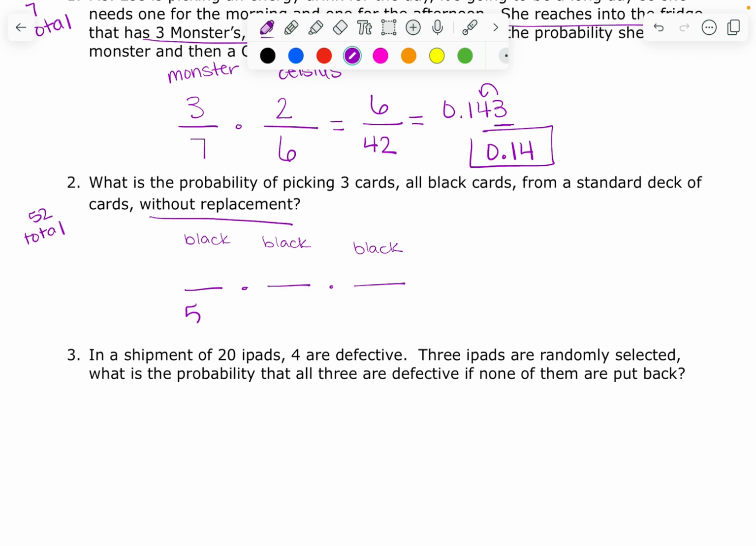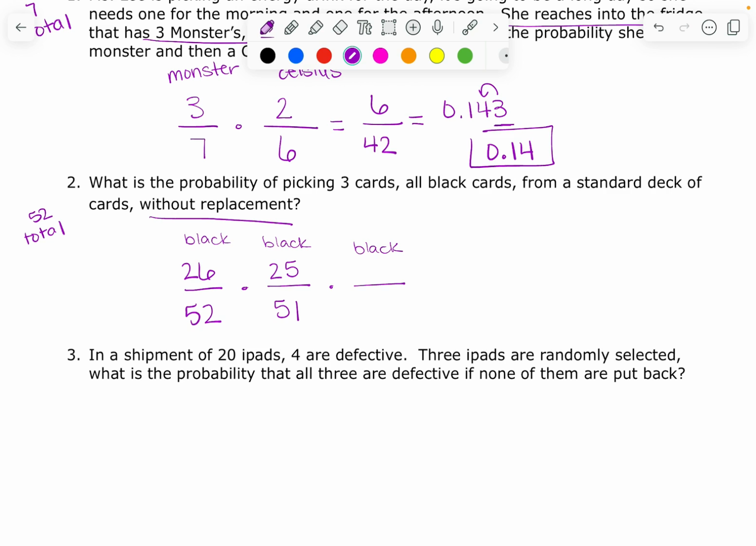I know there's 52 total. And of those 52, 26 of them are black. We are going to say I picked up a black card and I put it in my back pocket. I'm not putting it back in that deck of cards. So I have to figure out, well, how many black cards are left in that deck? Well, right now there's 25 left. And then how many total? Well, there were 52, but I took one. So now there's only 51.